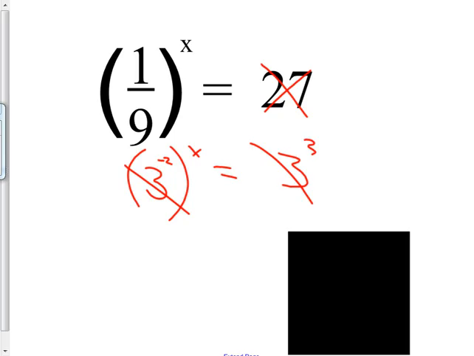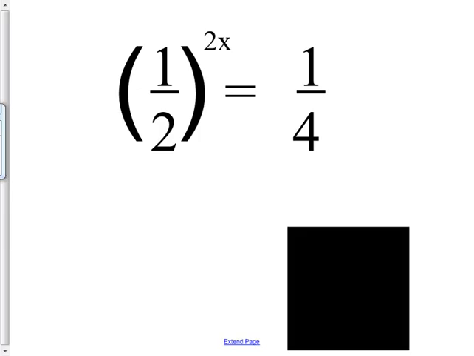The bases have to match up, otherwise you can't cancel them. So you want to make them match up.